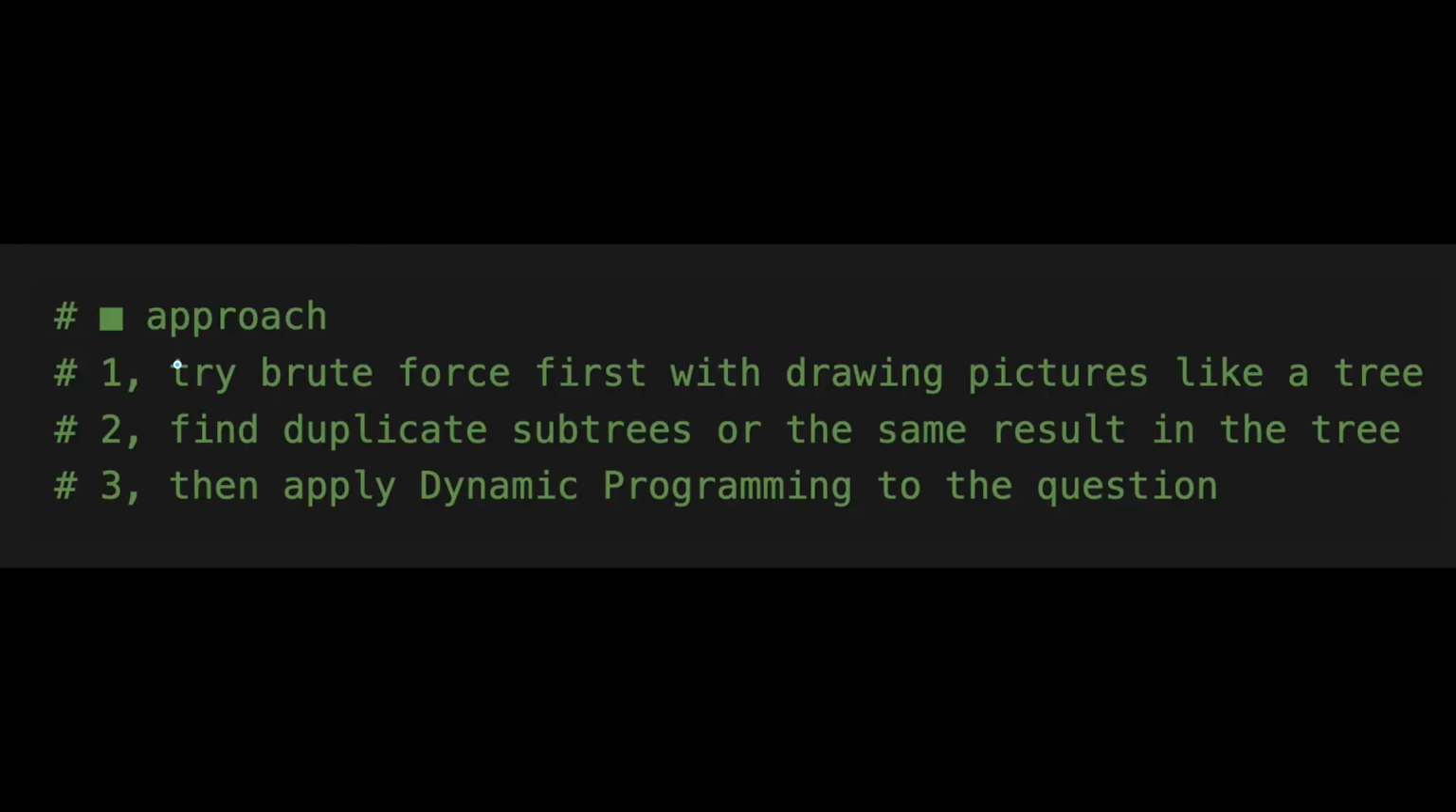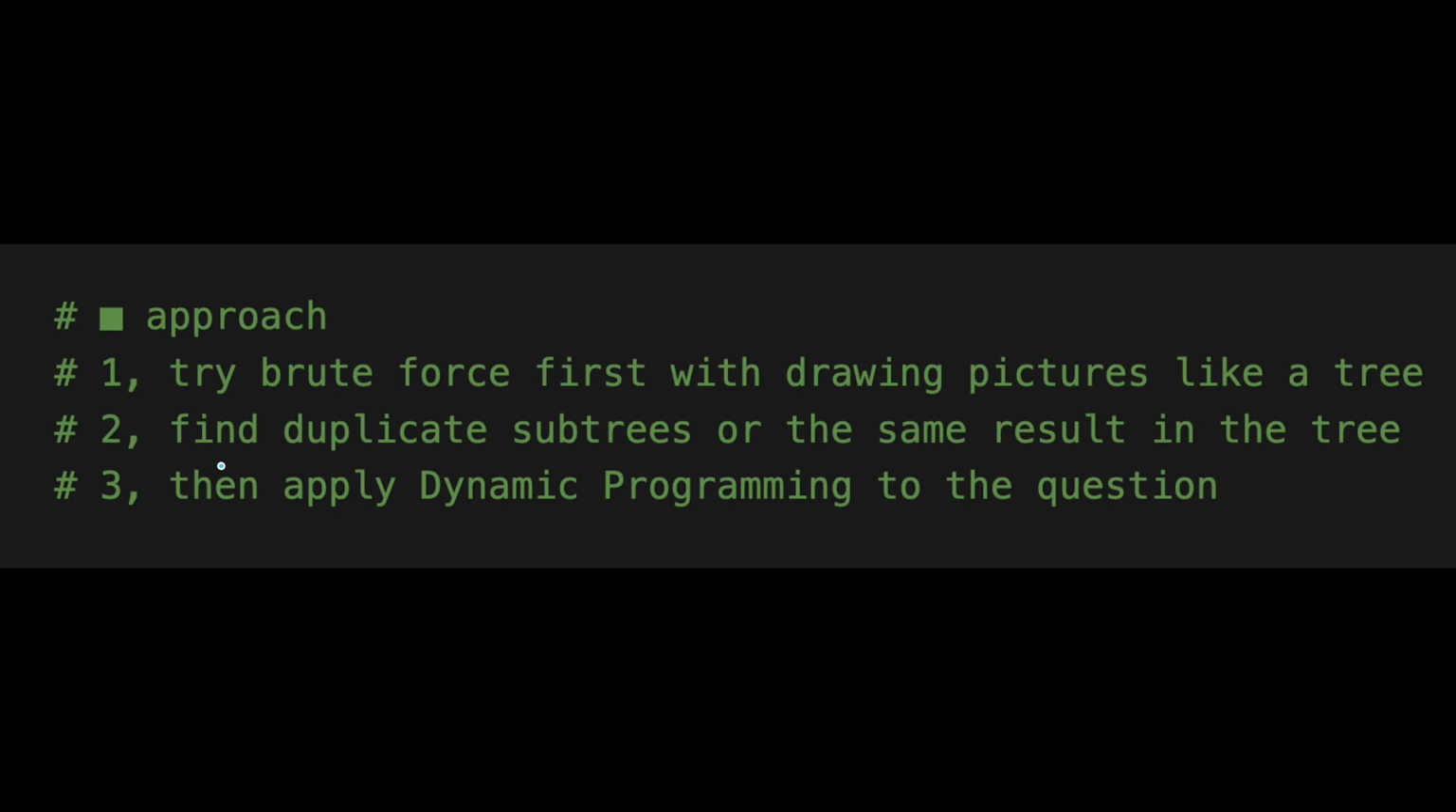This is an approach for when you think you may apply dynamic programming to the question. Step 1: try brute force first, by drawing pictures like a tree. The important thing is drawing the picture, because I think it's hard to think about a question only in your head. You may think I'm a super engineer because I directly explain the efficient way to solve the question in the video. But before I film the video, basically I try brute force first, then think about the efficient approach to solve the question.